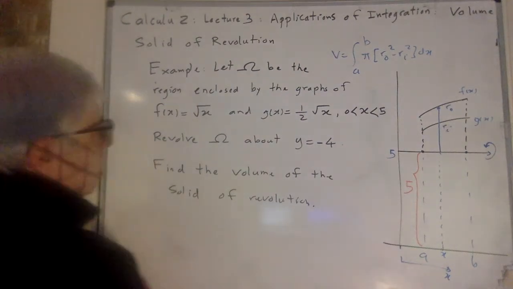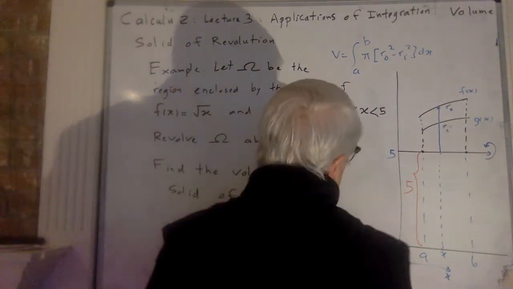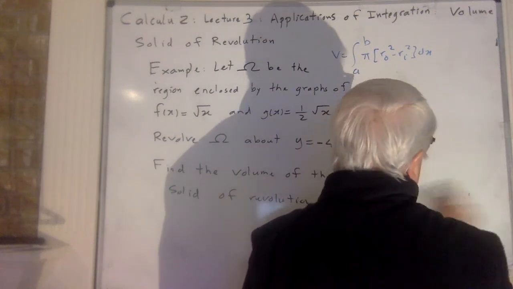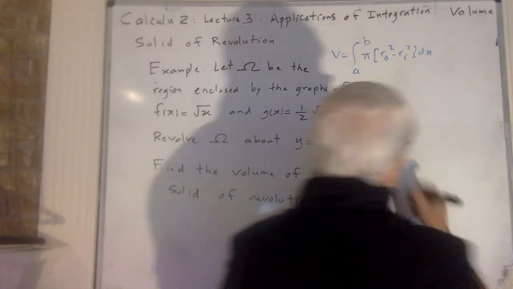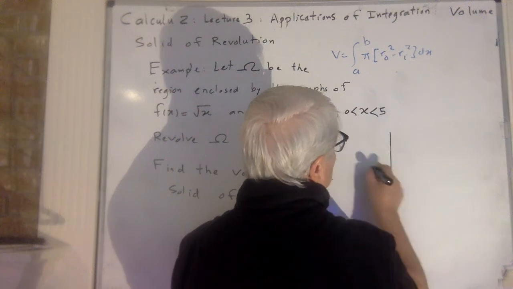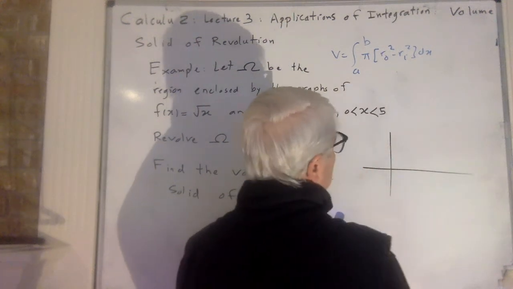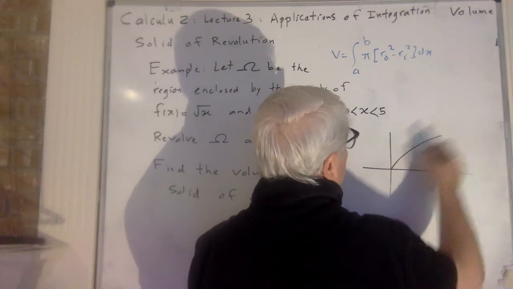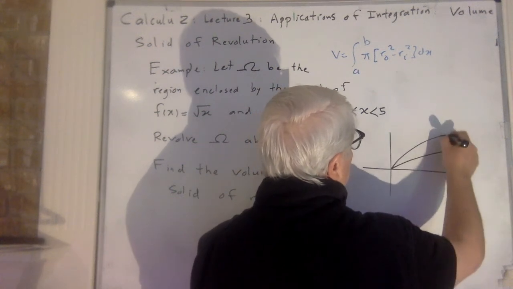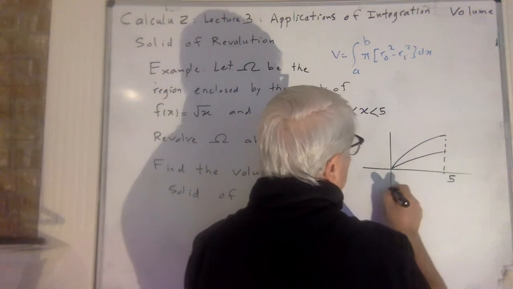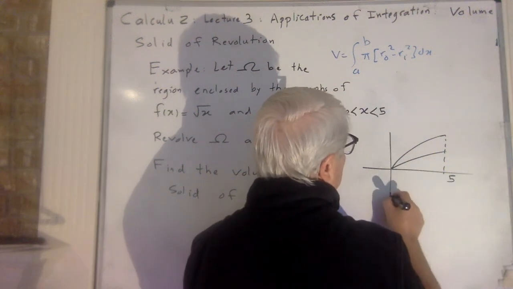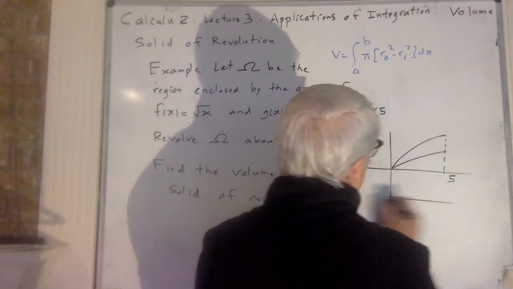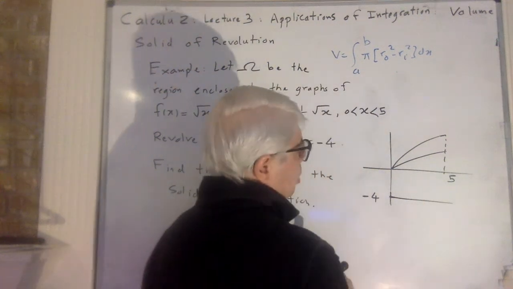So, what is the picture? It's this. I'm not going to draw the solid of revolution. Well, I might. So, let's see. If this is 0, I have this, and then this, 5, and this is y at -4. Okay.